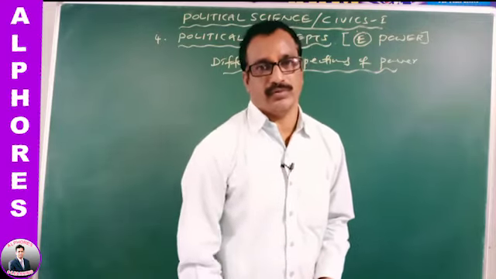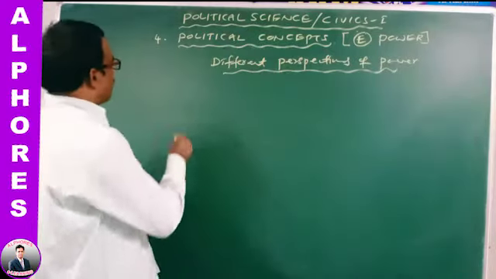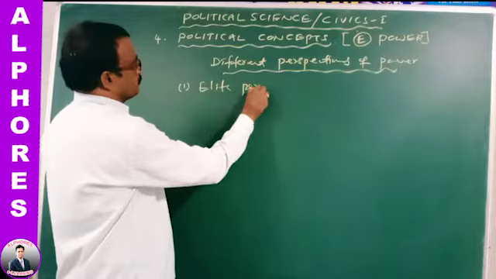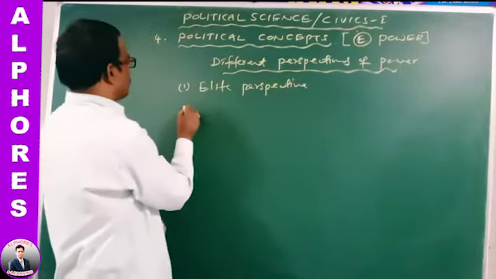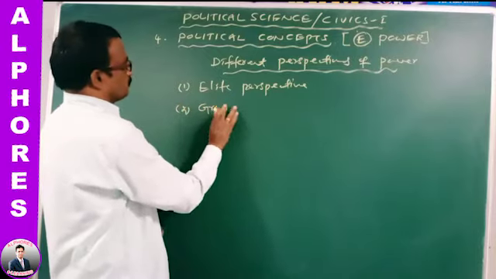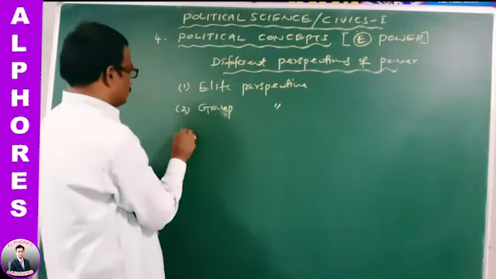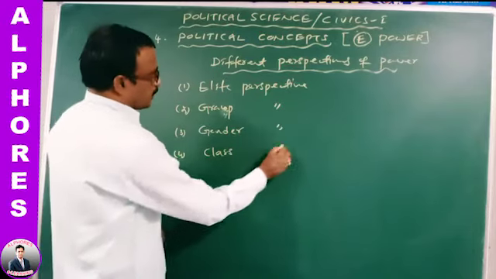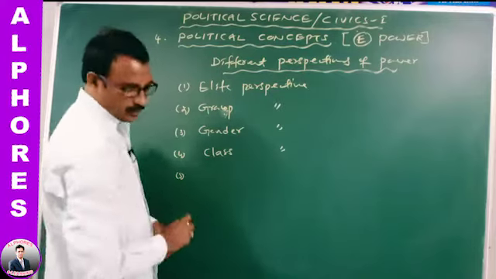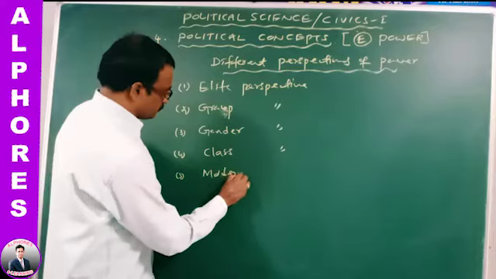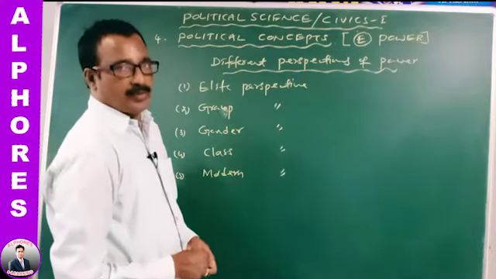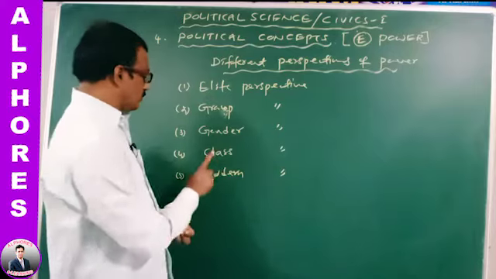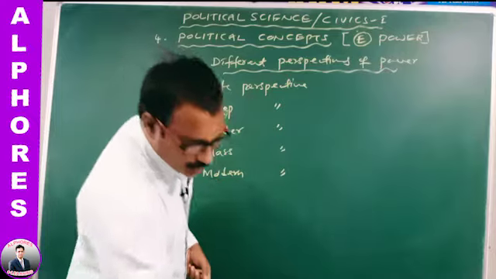Here there are 5 types of perspectives. Number 1 is elite perspective, 2 group perspective, 3 gender perspective, 4 class perspective, and the last one is modern perspective. So we will discuss one by one.